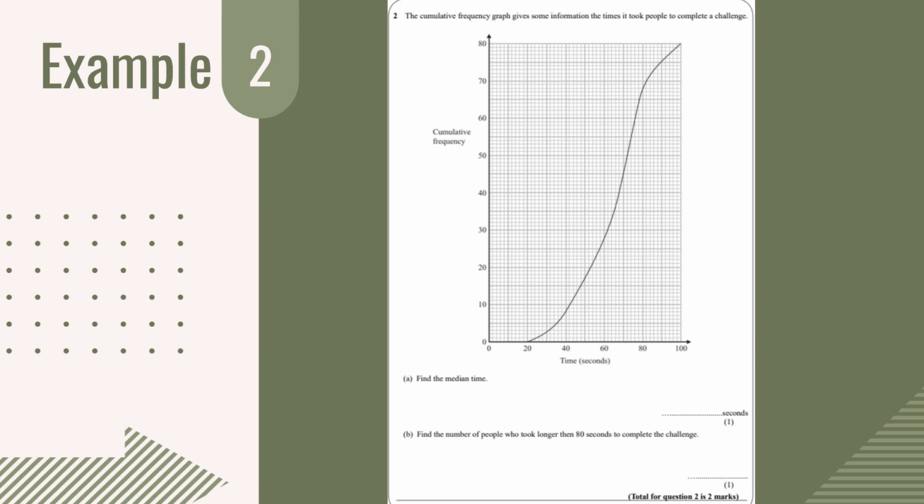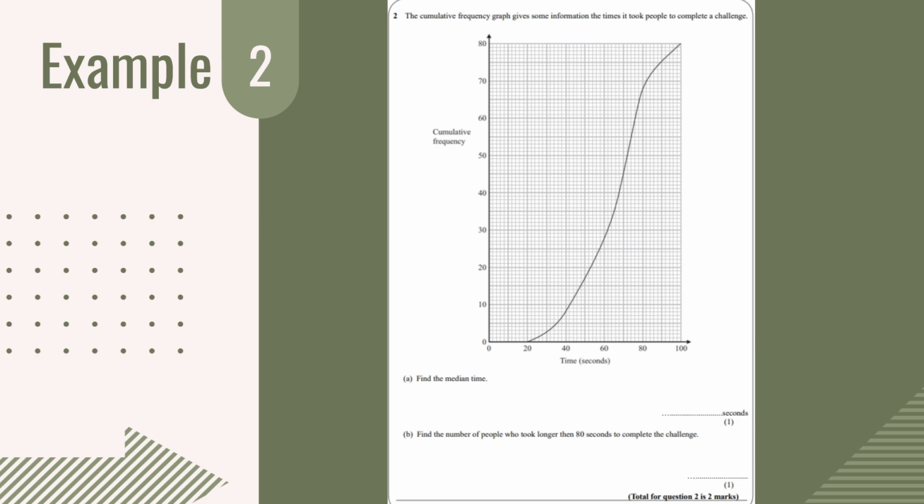Here's another exam question for you to have a go at. Have a go, pause the video, and unpause when you've done. So, the cumulative frequency graph shows some information, the time it takes people to complete a challenge. Part A, we're asked to find the median time.